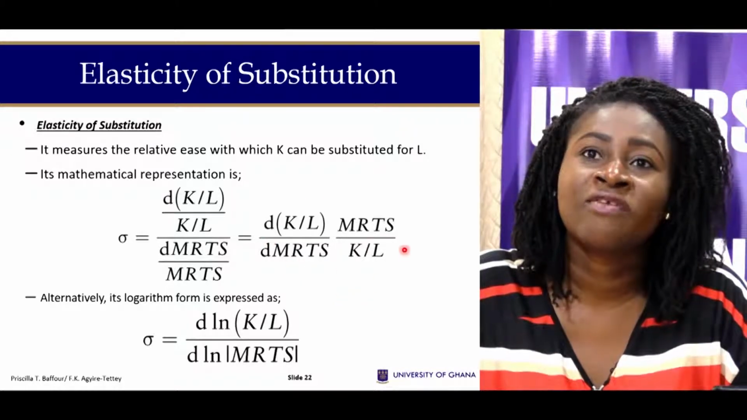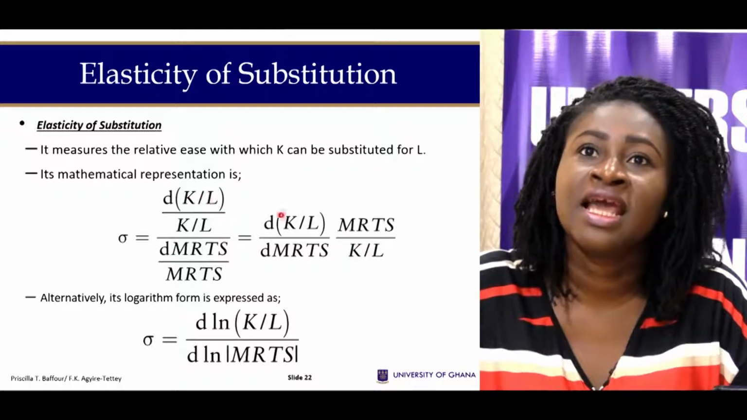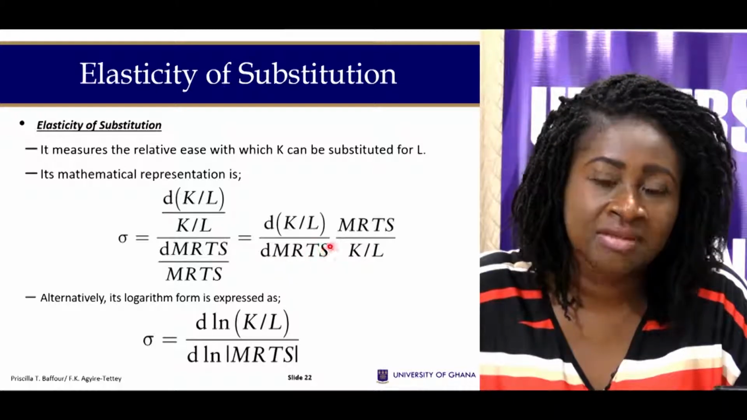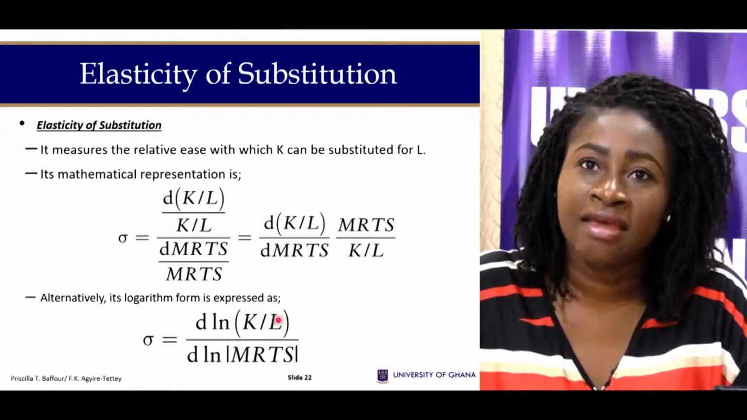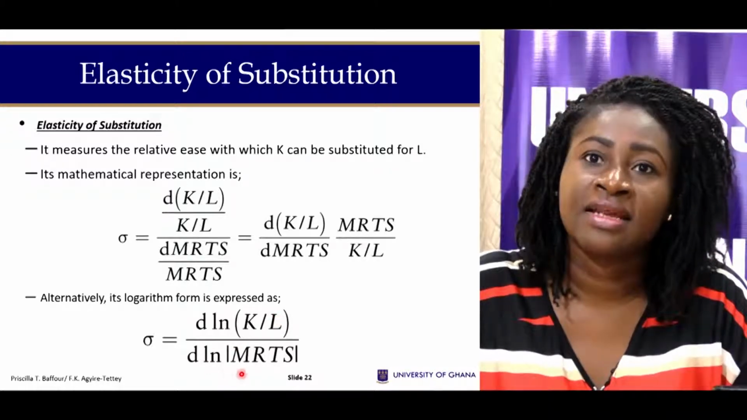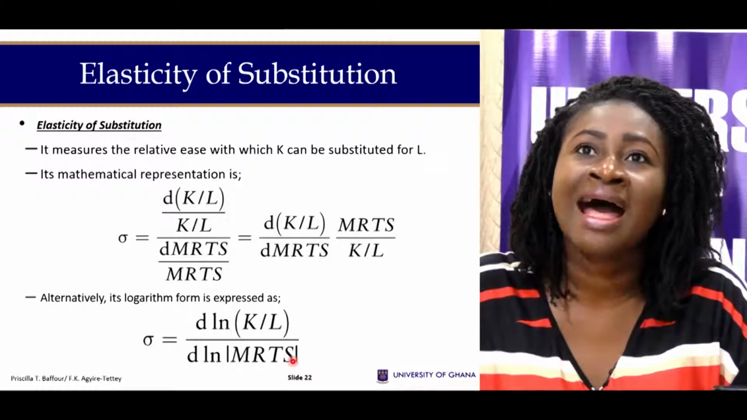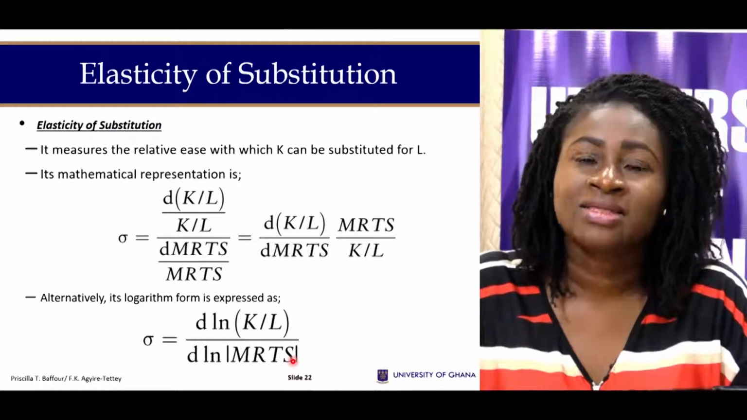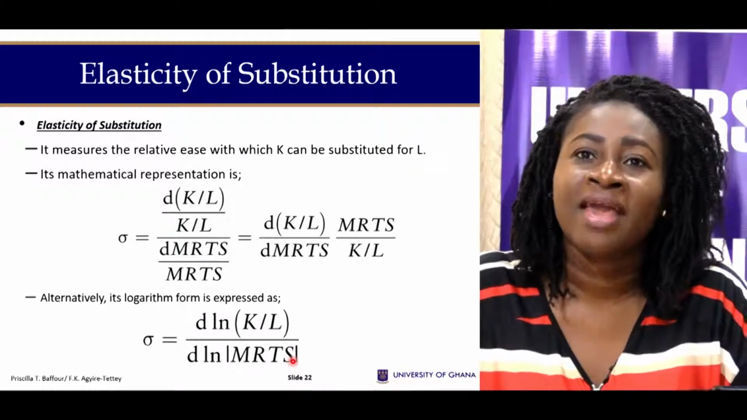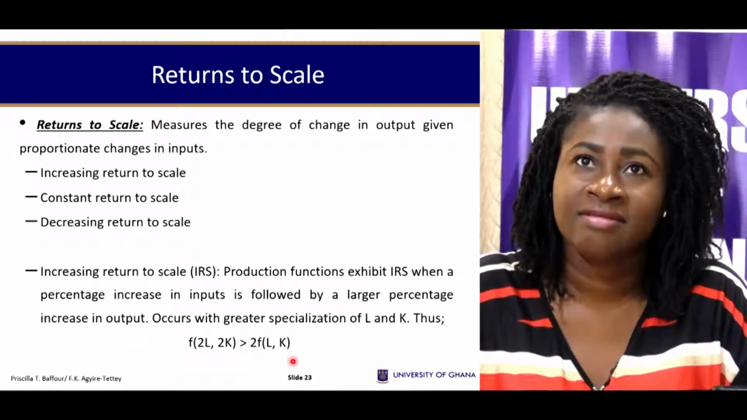So in terms of logarithm, alternatively, we are looking at d of K over L, the marginal rate of technical substitution between capital and labor. It will be d ln(K/L) over d ln MRTS. That shows us how relaxed or how a firm can substitute one factor of production for another, right?